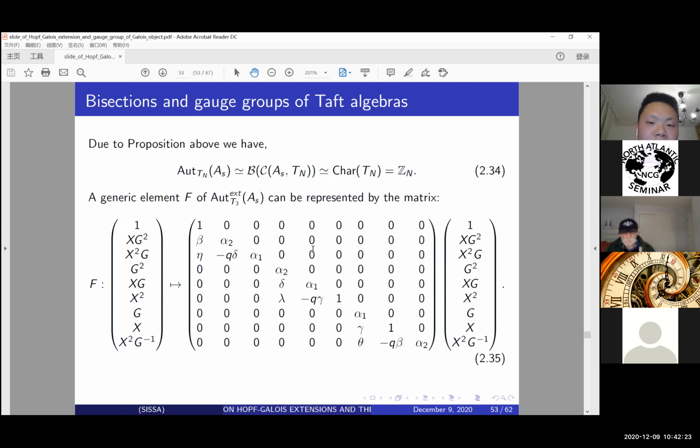For the extended gauge group, the situation is much more complex. In this case, for n equal to 3, we can represent the gauge transformation as a 9x9 matrix, and this matrix is block-wise diagonalized. On the diagonal blocks, they have some tricky conditions: in the first block we have 1, alpha 2, alpha 1; in the second block, alpha 2, alpha 1, 1; and in the third block, alpha 1, 1, alpha 2.